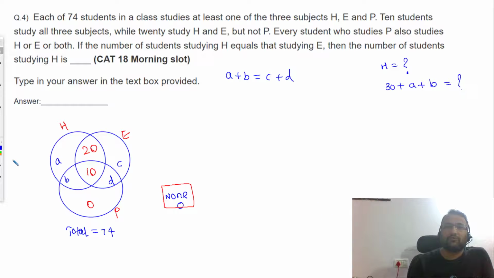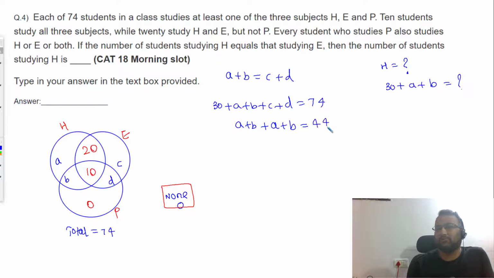So what other equations we can form, everyone? 20 plus 10 is 30 plus A, B, C, D. This addition is equal to 74. So A plus B and C plus D is also equivalent to A plus B, everyone. 74 minus 30 is equal to 44. So from this we can conclude that the value of A plus B is equal to 22. So our answer is going to be 30 plus 22, that is equal to 52, everyone.